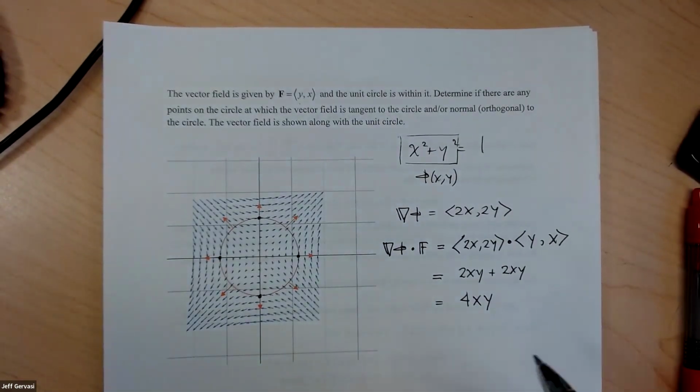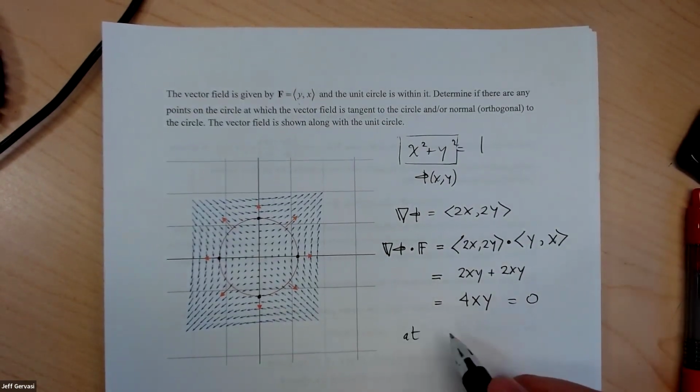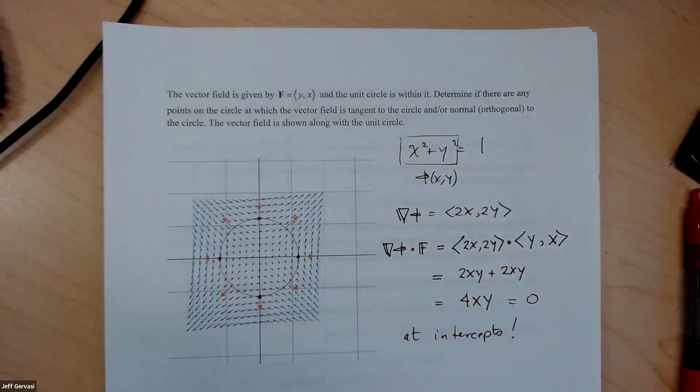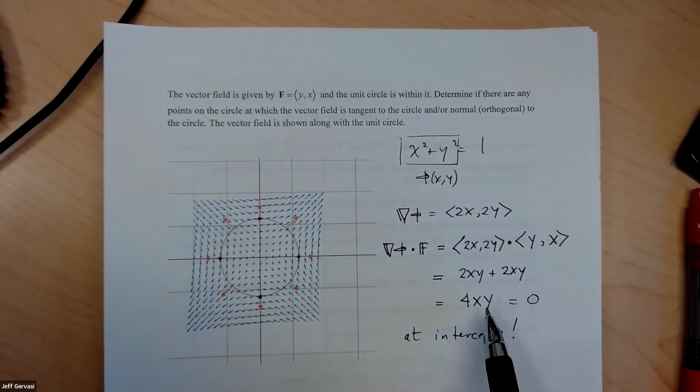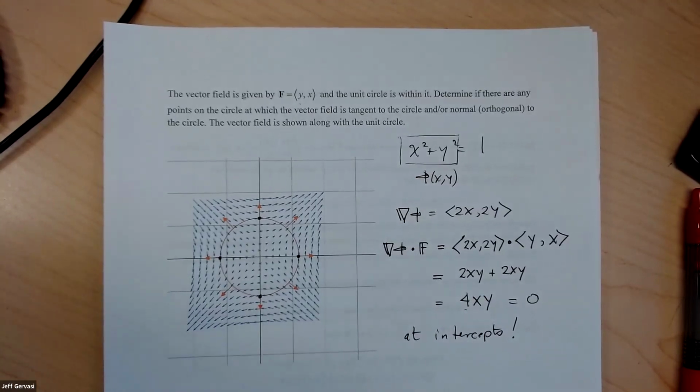Now notice that this quantity will equal 0 at the intercepts, exactly like we said, visually looking at the figure here. Because at the intercepts, either the x coordinate is 0 or the y coordinate is 0. So at any one of those four locations, this quantity is going to equal 0. So that means at those 4 points, the gradient vector and the force field are going to be orthogonal.